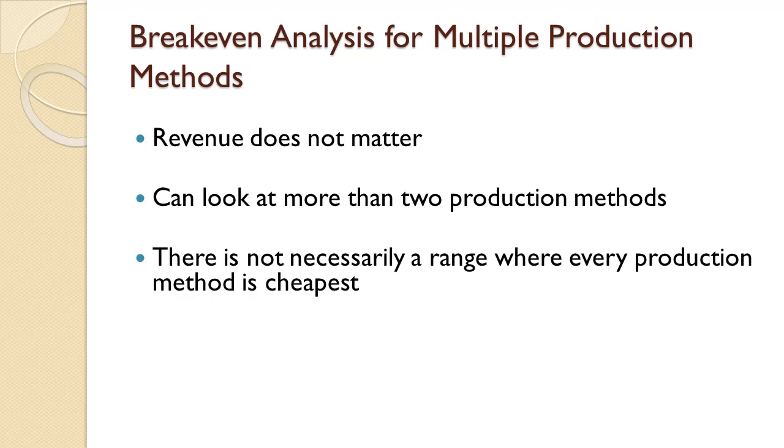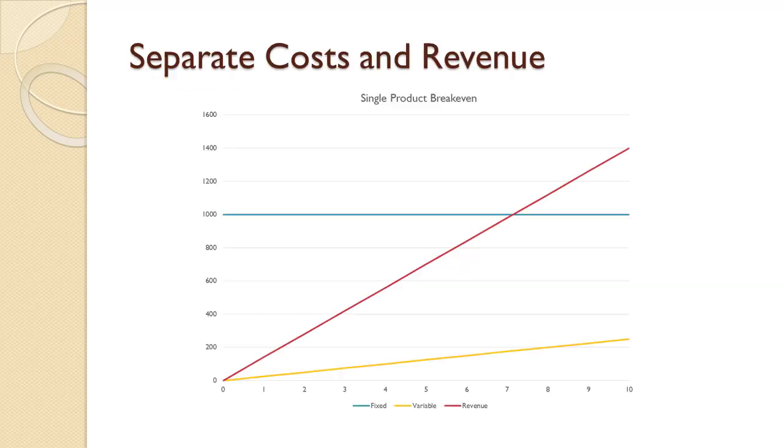Finally, when looking at two production methods, there's almost always a range where each is the cheapest. However, when expanding the analysis to three or more methods, this is no longer the case. We will look at a single product break-even analysis first. Before doing the math, we can look at the problem visually.